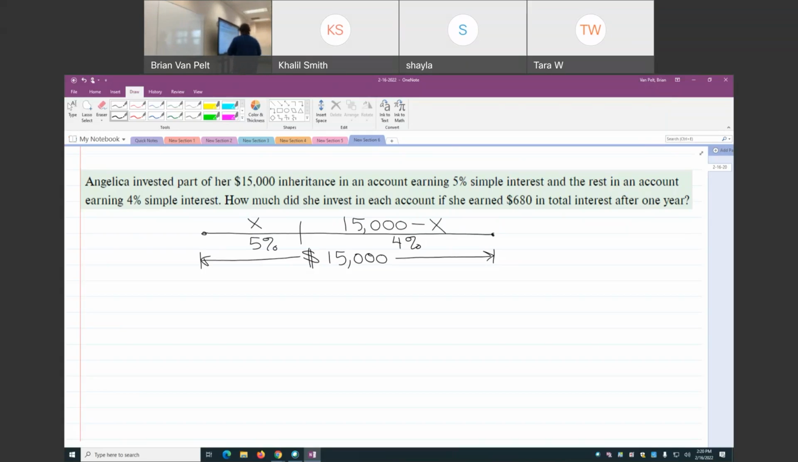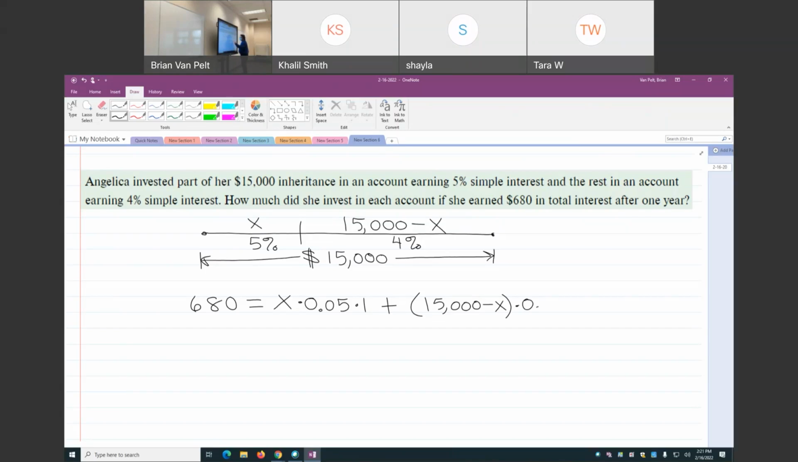So what it is, she is going to put X dollars into the 5% account and this amount of dollars into the rest. How much does she have in interest? They told you the interest this time, so the interest was 680. If I do my PRT for each of these accounts, the one isn't a P, it's an X. The R is 0.05, for 1 year. And then the other principal, we don't know what it is, but we know that it's 15,000 minus X. So that's a principal.